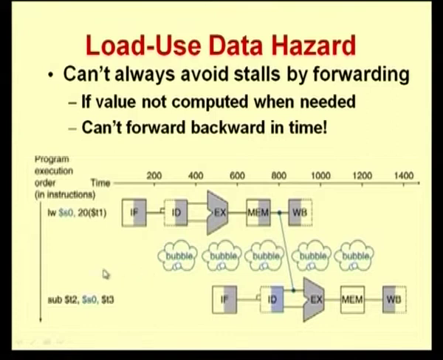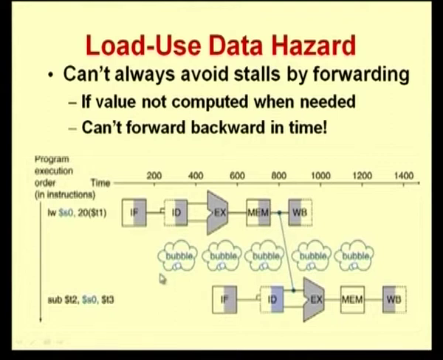So, let us look at this example. We have a load instruction, load S0 from some memory address given by 20 plus T1. So, now fetch, decode, execute, mem. Now, when is this S0 going to be available? Remember, not at the output of the EX stage, only at the output of the mem stage, because this value has to be got from memory. So, the value is available over here.